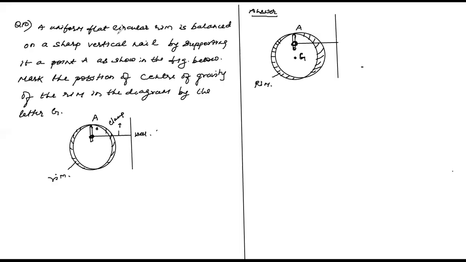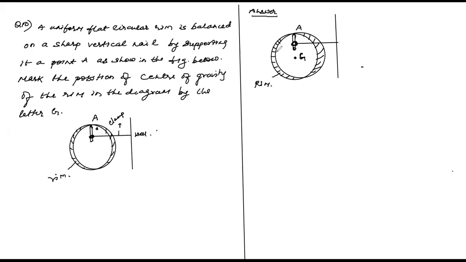Question number 10: a uniform flat circular rim is balanced on a sharp vertical nail by supporting it at point A. There's a nail and exactly at point A it's balanced. Mark the position of the center of gravity of the rim in the diagram by letter G.